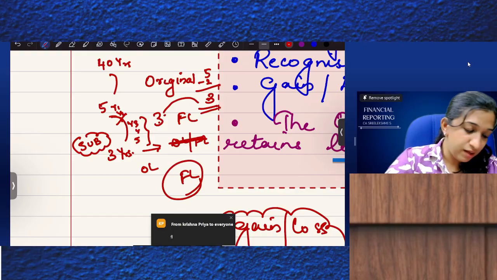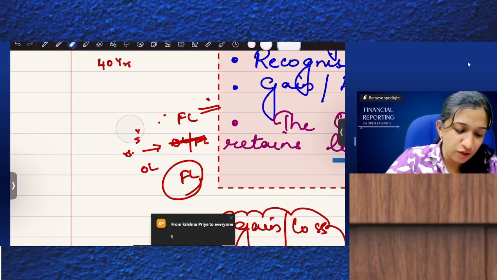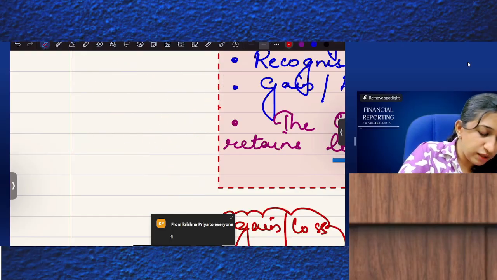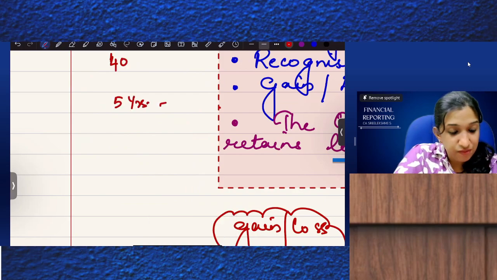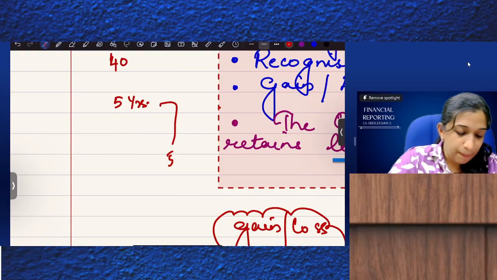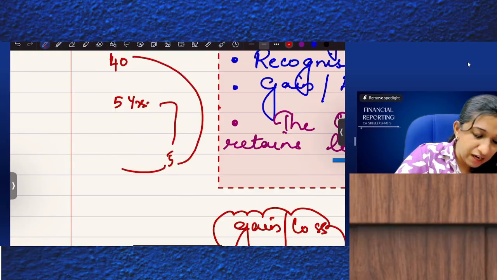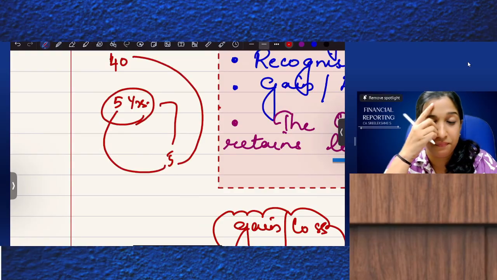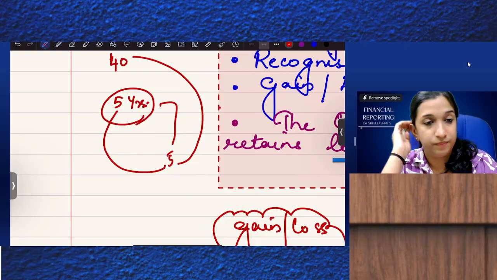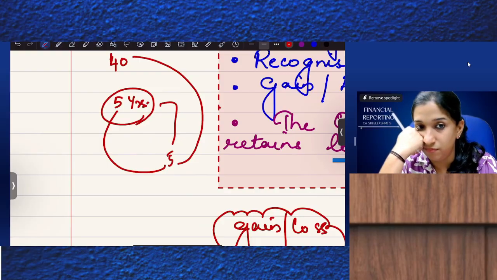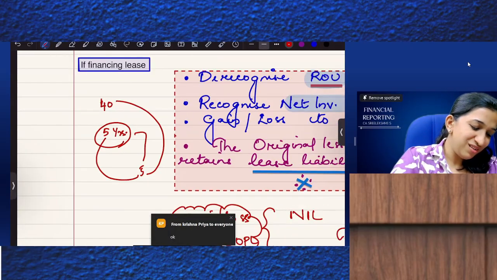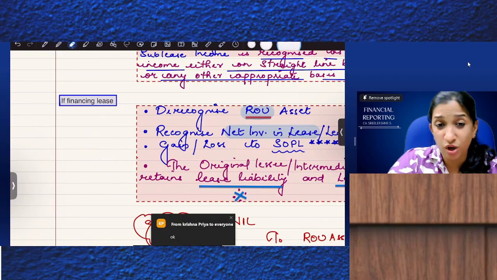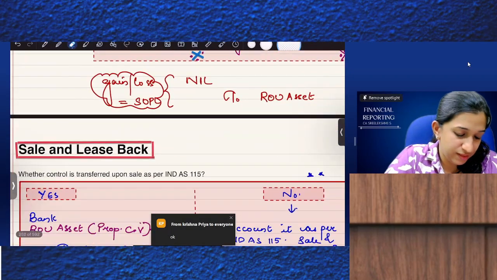Don't compare to the 40 years to identify operating lease or finance lease of a sublease. Don't compare: 40 years, I have leased out for 5 years, 5 years I have subleased. Don't compare 5 out of 40, you should compare 5 out of this 5. So that kind of question is not a serious accounting question.